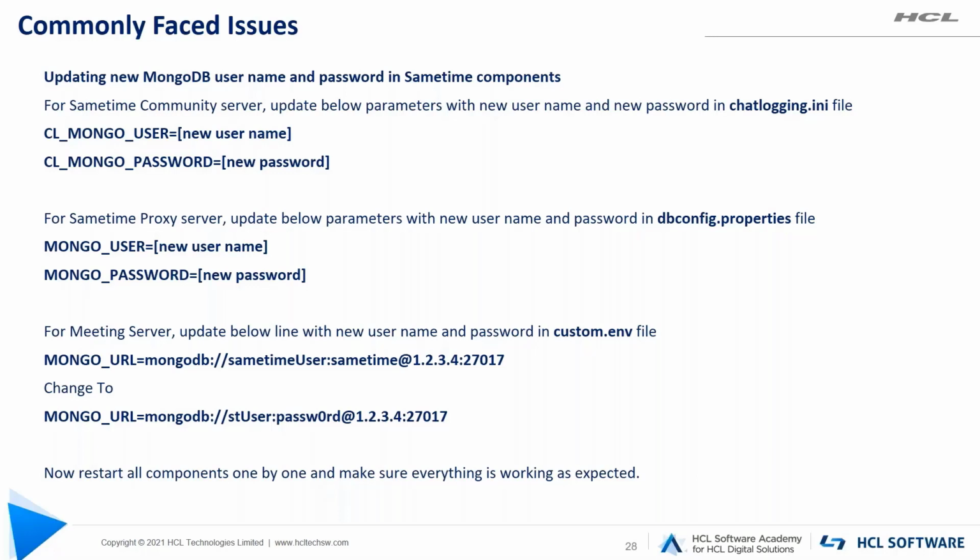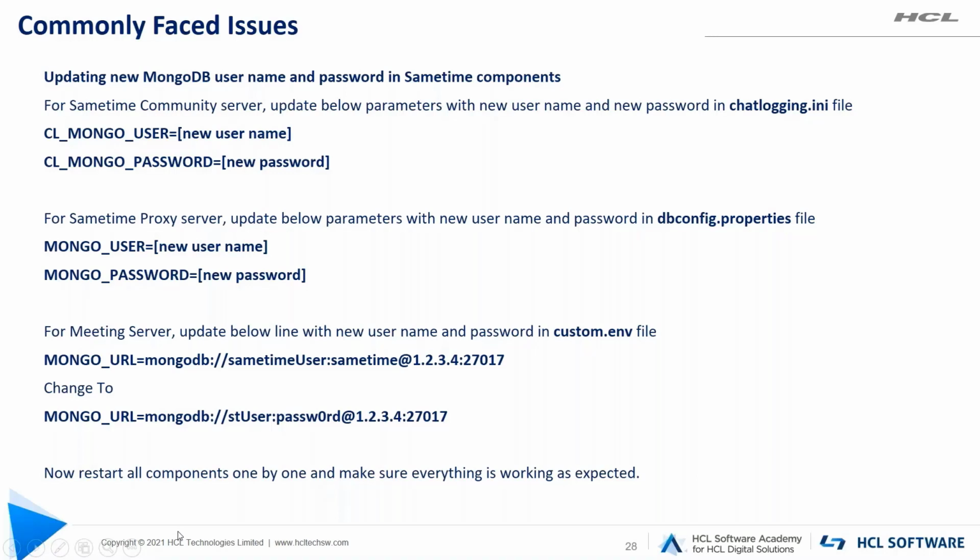For the community server, open chatlogging.ini and update the new username and password in these parameters: CL Mongo user and CL Mongo password. For the proxy server, the same needs to be done in dbconfig.properties. Open the dbconfig.properties file and update Mongo user and Mongo password with the new user and new password. For the meeting server, you will need to update this particular line in the custom.env file, located in the installation directory of the Sametime meeting server. This line needs to be updated with the new username and password for the MongoDB user.